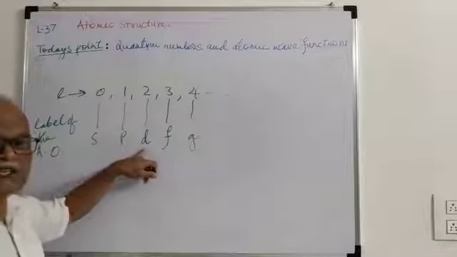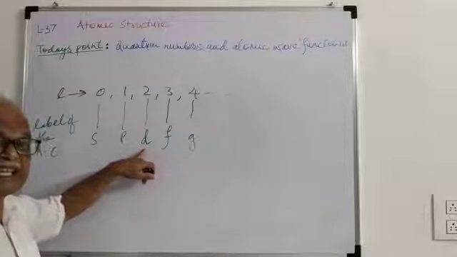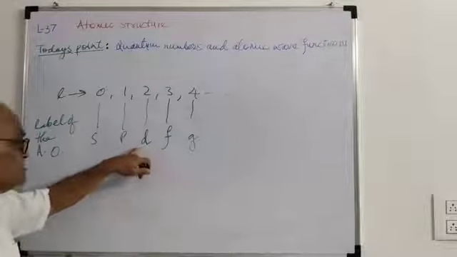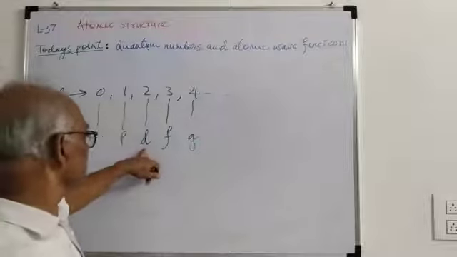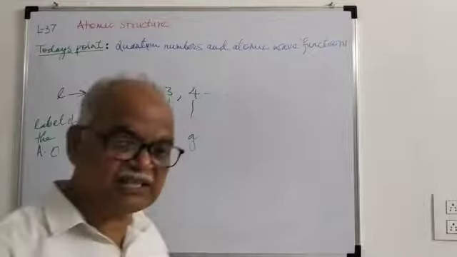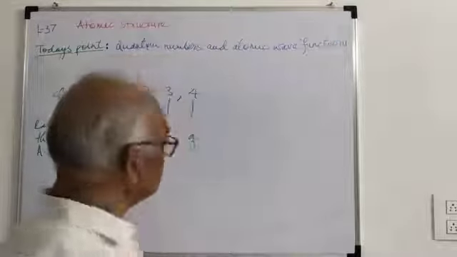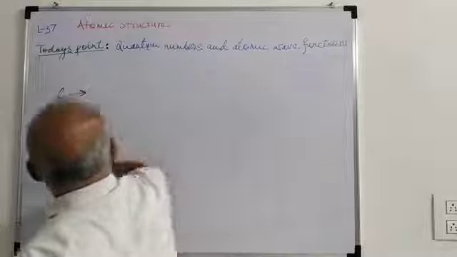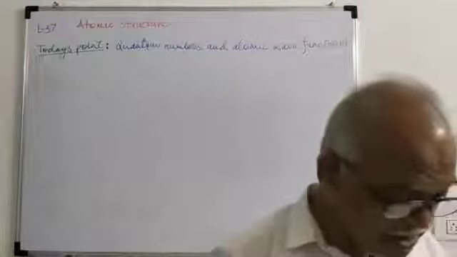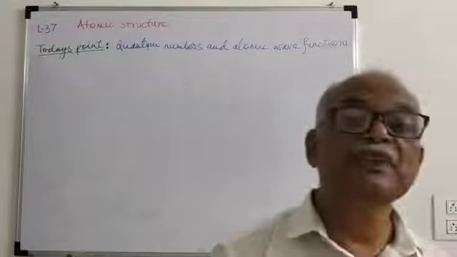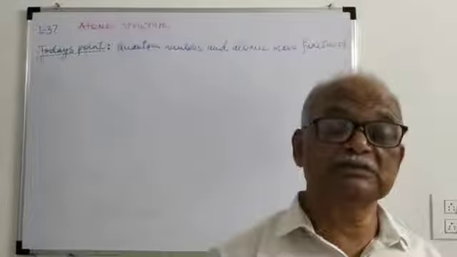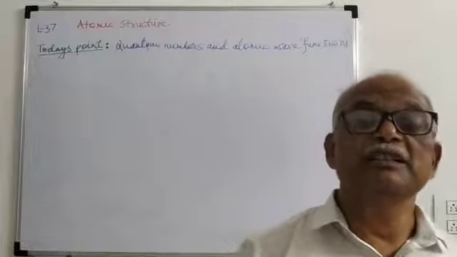D orbitals will have values starting from the third shell, that is n equals 3, for example 3dx2-y2. So we will see these actual numbers. And there are also f orbitals having 7 values. So these are represented in this way.